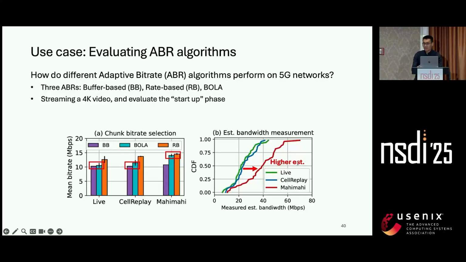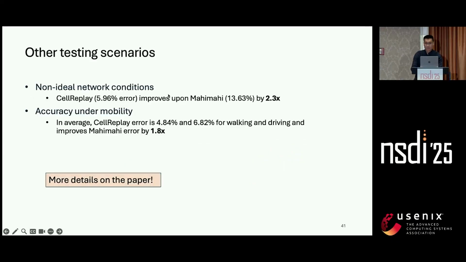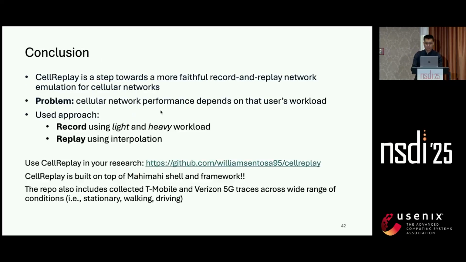ABR algorithms are typically reactive, and their decisions are affected by the measured throughput based on the video channel that it downloads. The estimated bandwidth reported in Mahi-Mahi is much higher compared to real life, which is not surprising, as Mahi-Mahi tends to overestimate the available bandwidth itself with its saturated workload. In the paper, we also tested other conditions, such as non-ideal stationary conditions and accuracy under mobility.